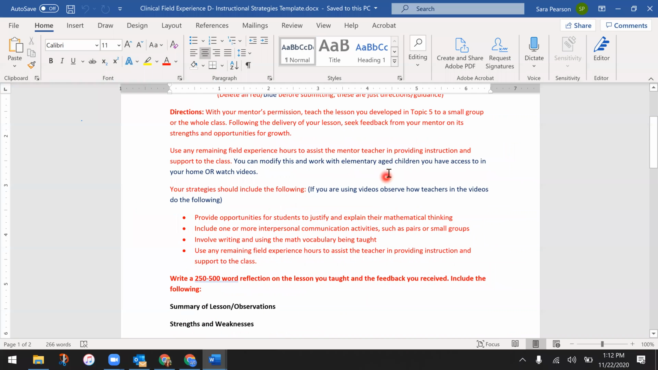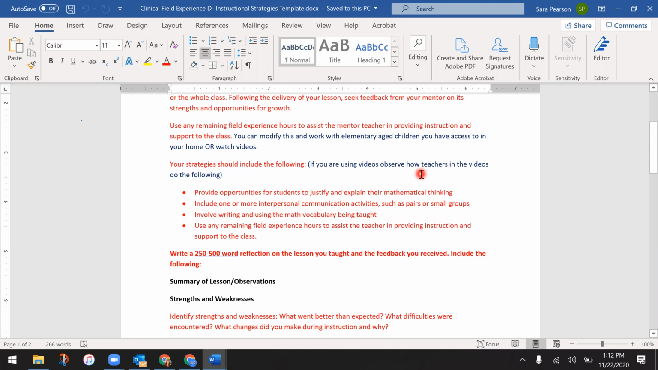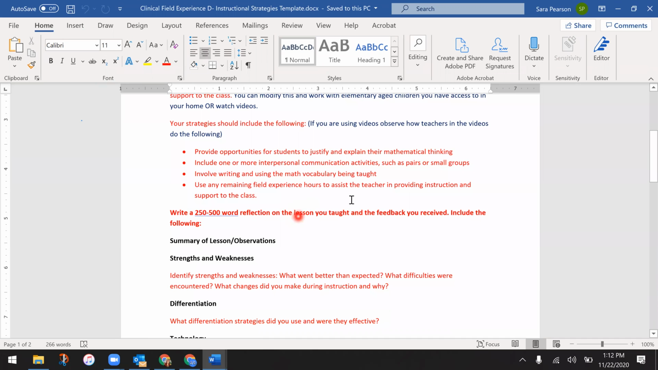On the template, I just included the directions like I like to do, so you have them right there. You can delete this when you are ready to submit. When you are thinking about the lesson you taught, you want to be talking about how you provided opportunities for students to justify and explain their mathematical thinking. How are you getting students to do the talking and justifying what they did and why they did it, or explain their mathematical thinking?